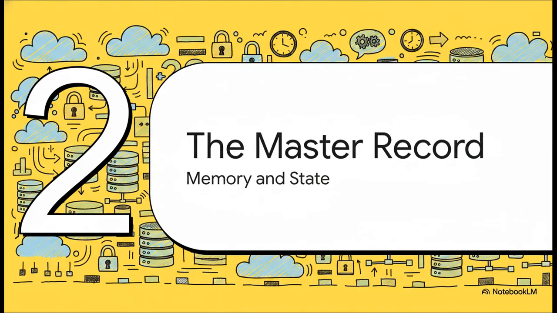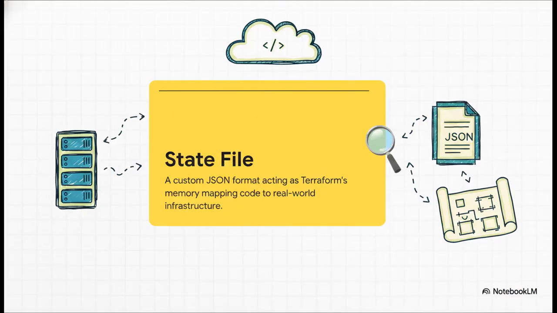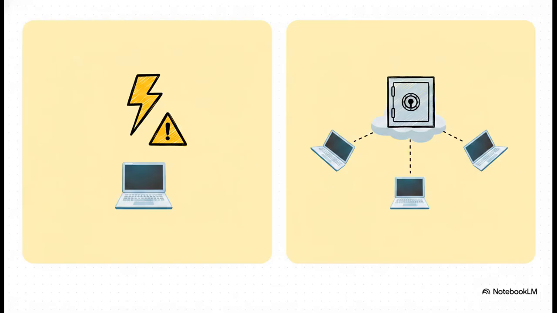Moving right along to section 2, the master record, focusing on Terraform memory and state. So you might be wondering, how does Terraform actually remember what it built yesterday? Well, it relies on a vital memory bank called the state file, usually saved as terraform.tfstate. This custom JSON document maps your code blueprint directly to the real-world infrastructure, accurately tracking the delicate life cycle of every single resource.